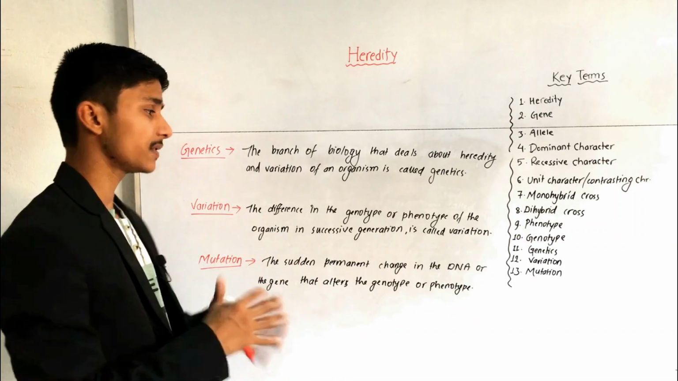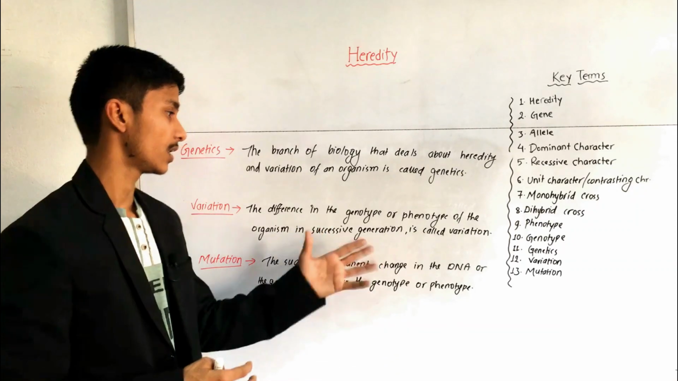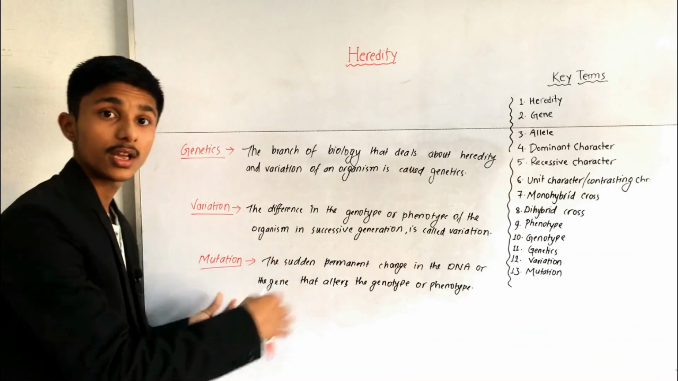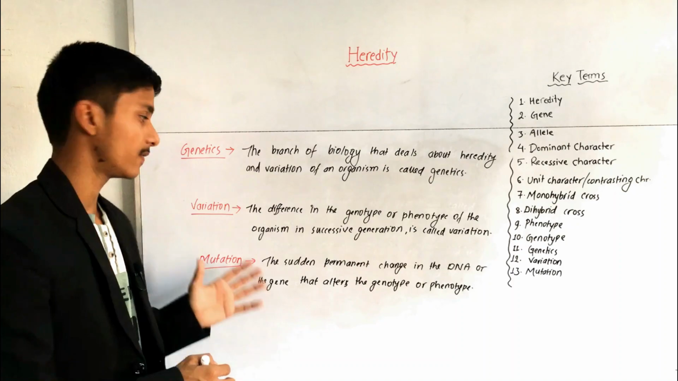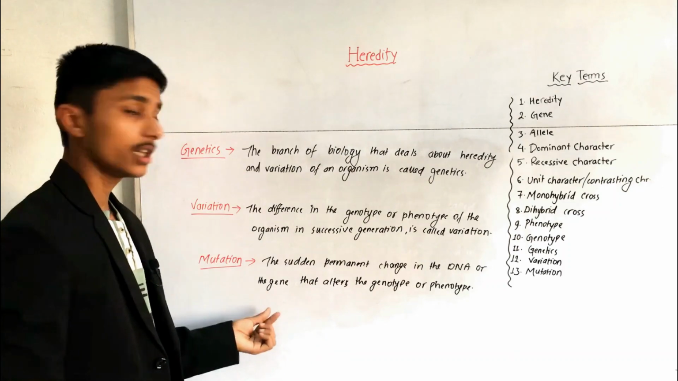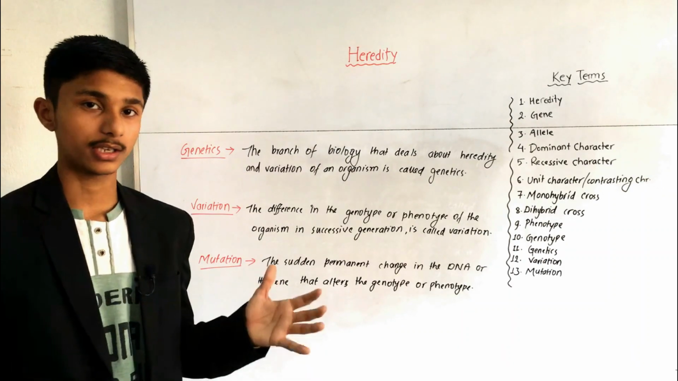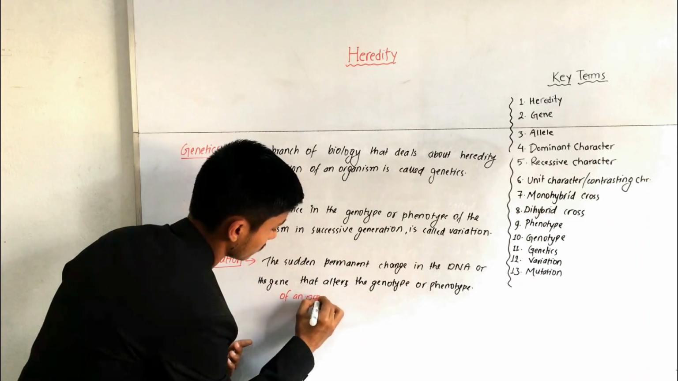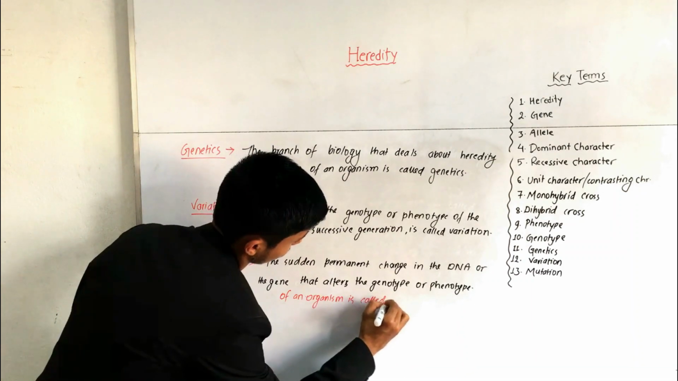It means changes, a difference in genotype or phenotype of an organism is called variation, and it changes after variation takes place in successive generations. In each successive generation variation takes place. Mutation: the sudden permanent change in DNA or the gene that alters the genotype or phenotype of an organism. It's called mutation.